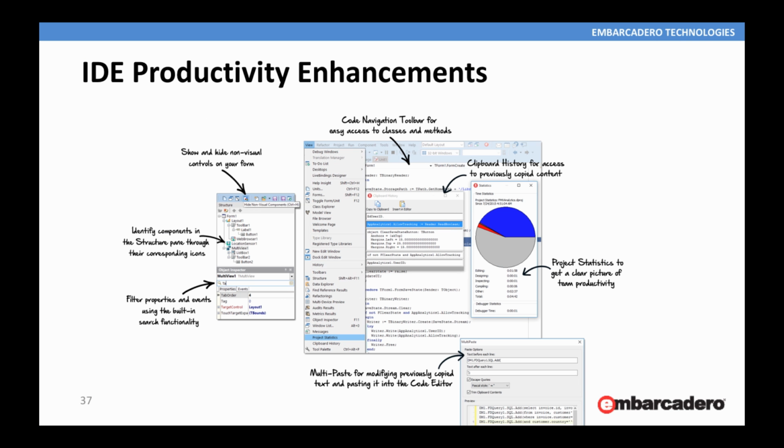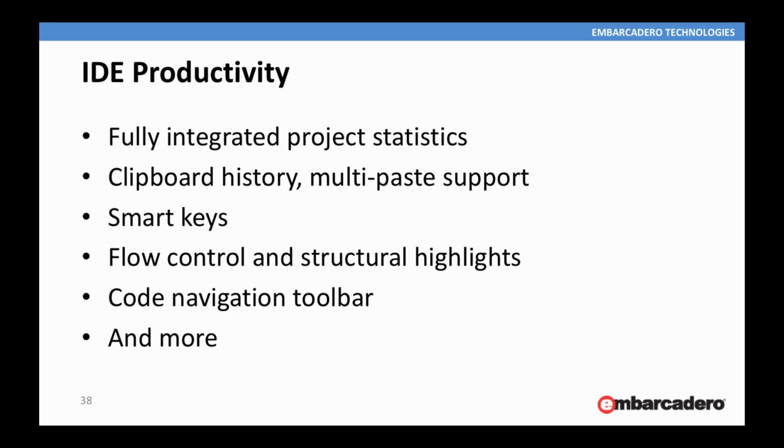This is a great overview of the productivity enhancements in this release. The Code Navigation toolbar for easy access to classes and methods. Clipboard history for access to previously copied content. The project statistics to get a clear picture of team productivity. The multi-page functionality, a tool for modifying and trimming the text copied in the clipboard, and, of course, the improvements on the structure pane and in the object inspector that we just seen. And now I'm going to show them in the IDE.